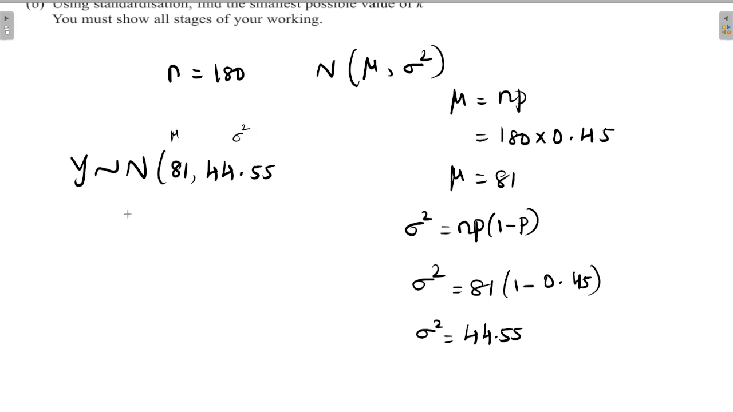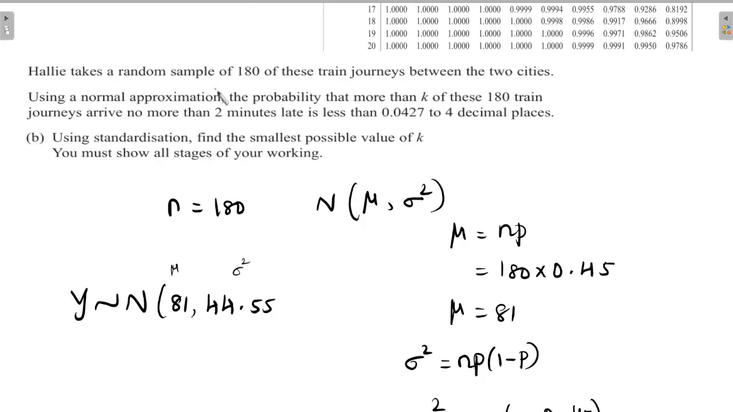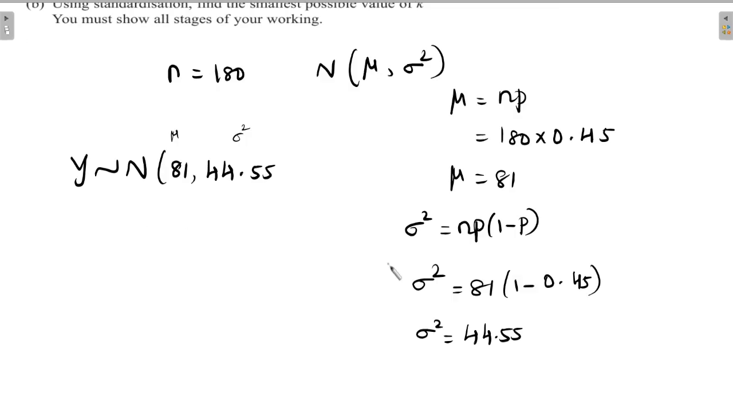Now let's see the question. Using standardization, find the smallest possible value of k. What is k? Using a normal approximation, when we are applying the normal approximation, always use the continuity correction. Let's follow the continuity correction, 0.5.